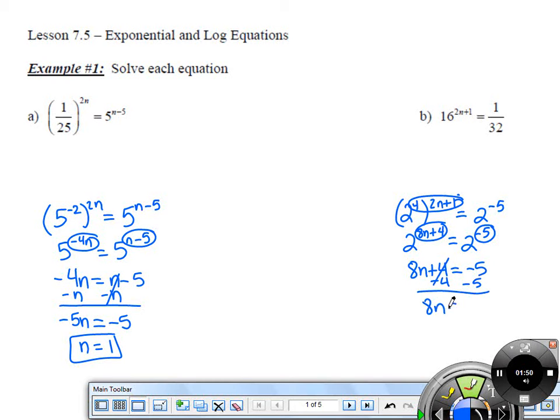Now, sorry, that should be a negative 4. So n is equal to negative 9 over 8.